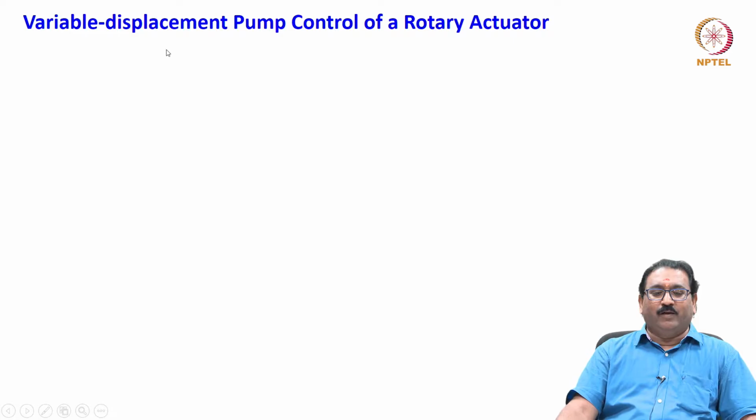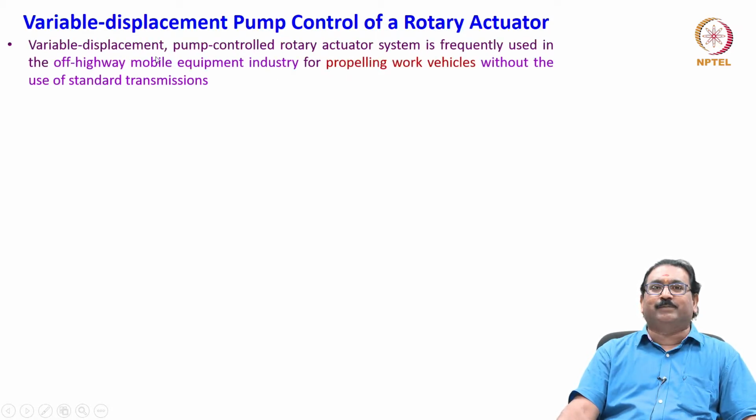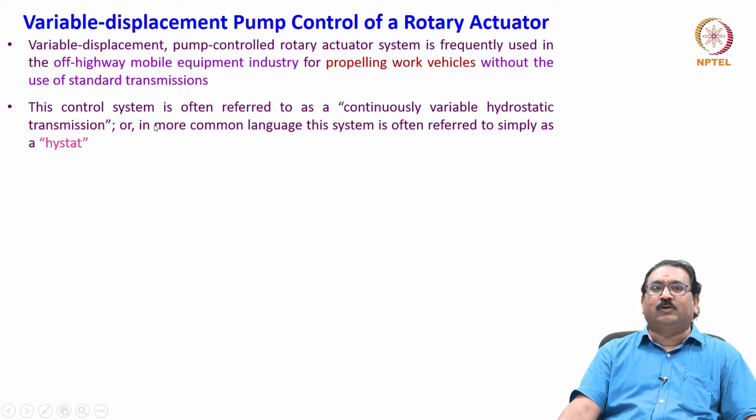Now we will move on to the variable displacement pump control of a rotary actuator. The variable displacement pump controlled rotary actuator system, as I have told you, is frequently used in the off-highway mobile equipment industry for propelling work vehicles without the use of standard transmissions. This control system is often referred to as a continuously variable hydrostatic transmission, or in more common language, a hystat.